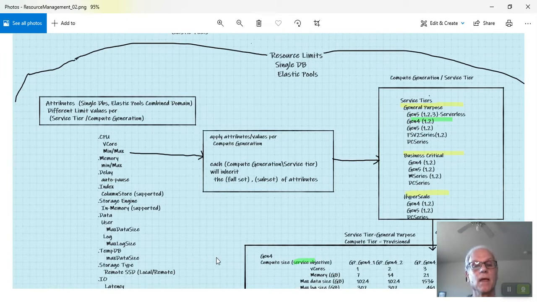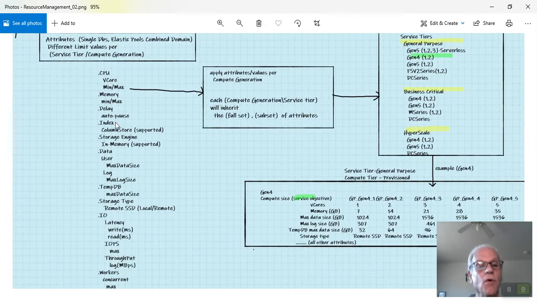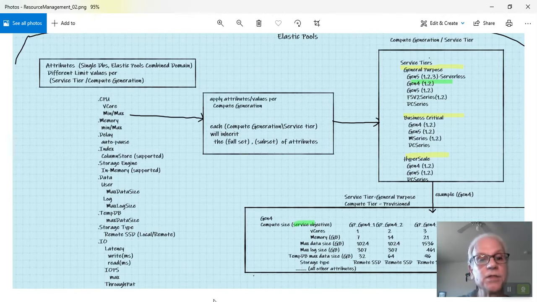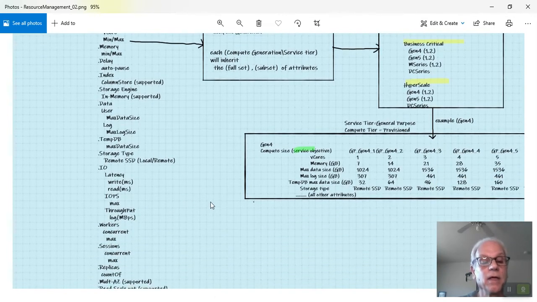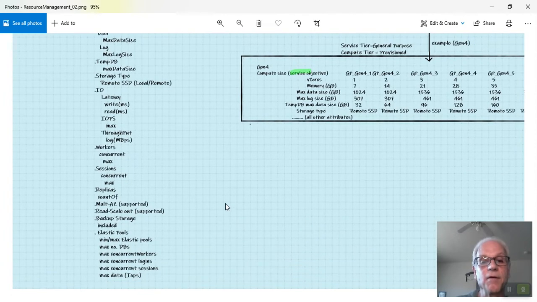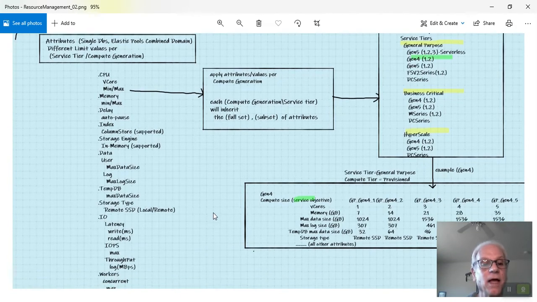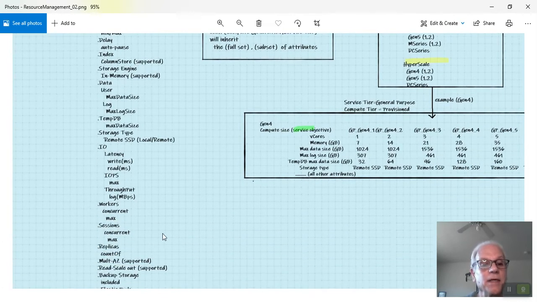Very quickly, here's the listing of all the attributes of the elastic pools and the single databases, and it goes on forever, right? All these various metrics, or attributes, have values, and the values are determined by the compute generation that you chose and the service tier assigned to that generation. But as you can see, there's a lot of variables here and a lot of things that you have to be aware of.